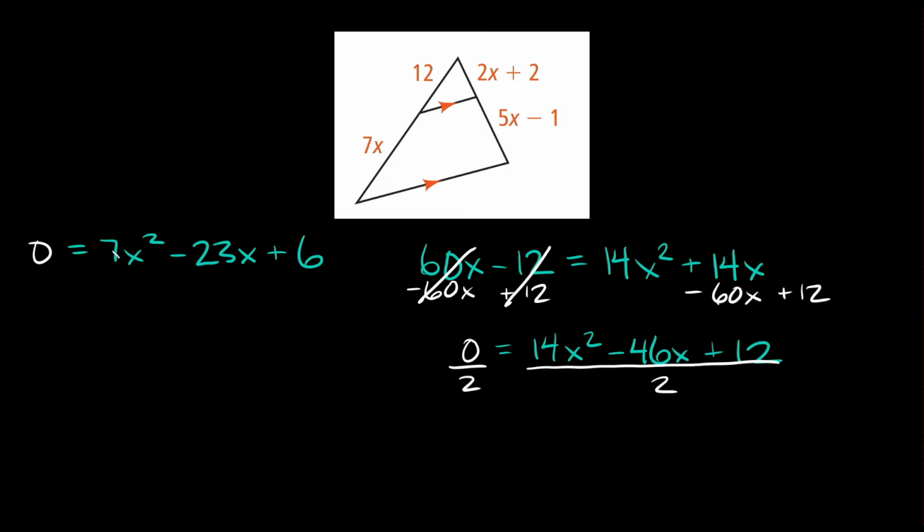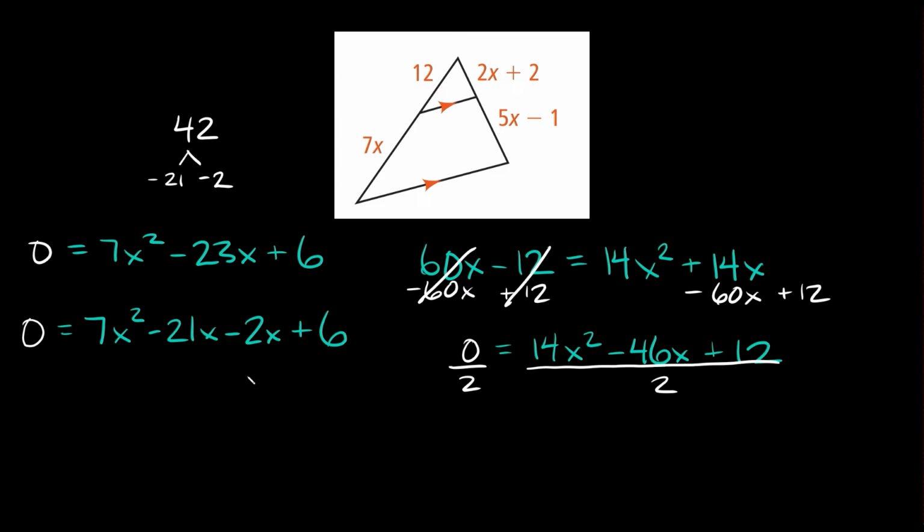So to do that, I just need to multiply the first and last numbers. So 7 times 6 is equal to 42. Now I need two numbers that multiply to 42 but add up to negative 23, the middle number. In this case, that would be negative 21 and negative 2. So I'm going to replace the middle term, the negative 23, with these two. So here we're going to have 0 is equal to 7x squared minus 21x minus 2x plus 6.